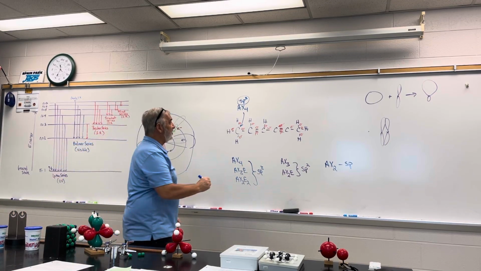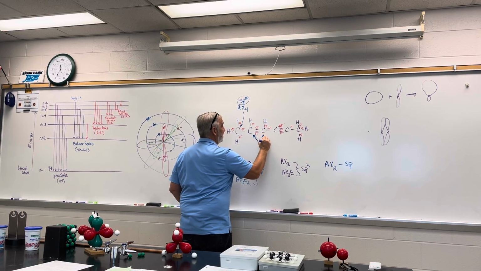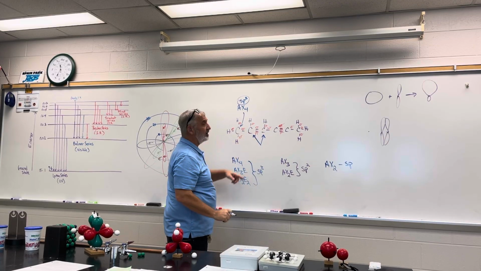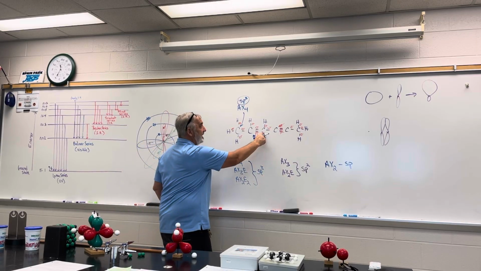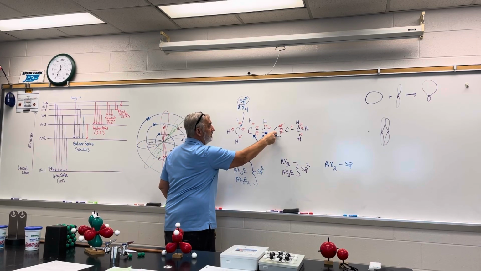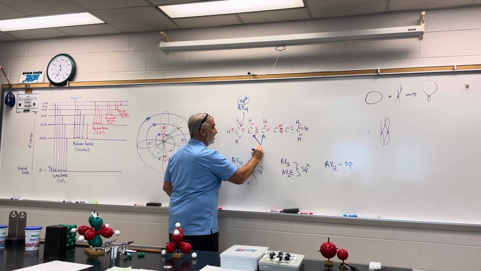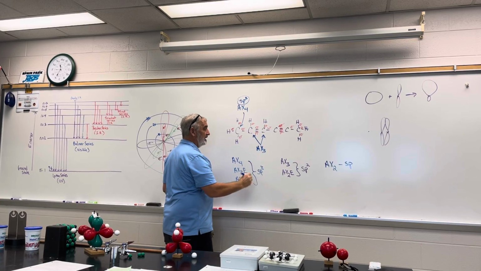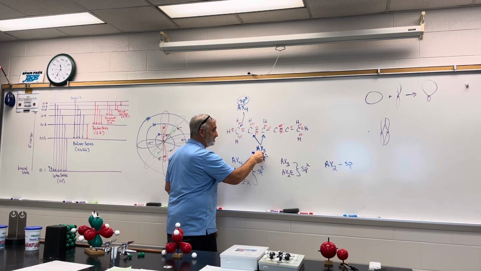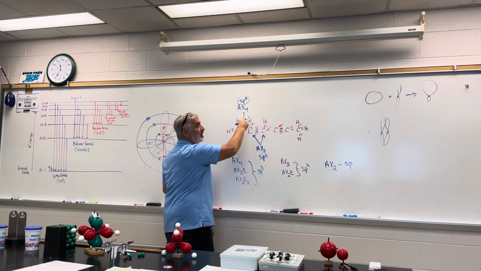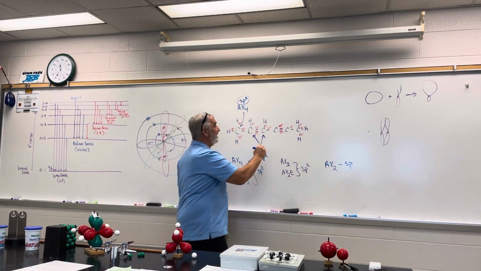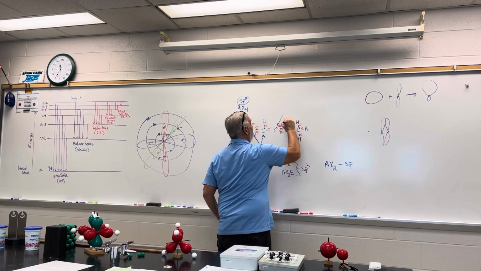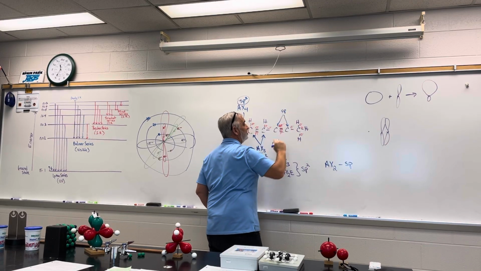Okay? But if I look at these two, they are both doing the same thing. What's the AX formula around each of those carbons? AX3. A, 1, 2, 3. A, 1, 2, 3. AX3. So what's the type of hybridization? sp2. Notice that 2 plus 1 equals 3. 3 plus 1 equals 4. Okay? Anything with a triple bond? Automatically sp.